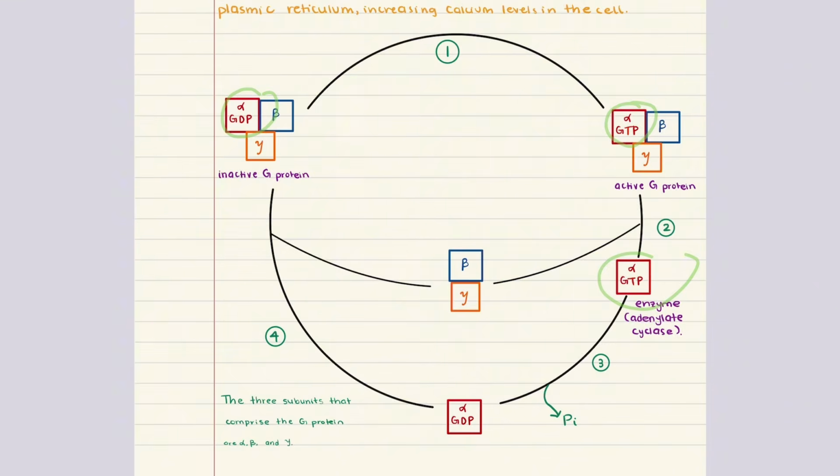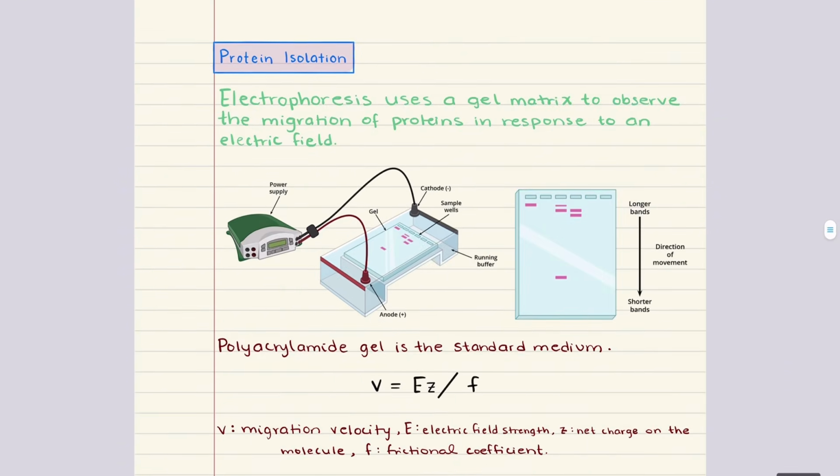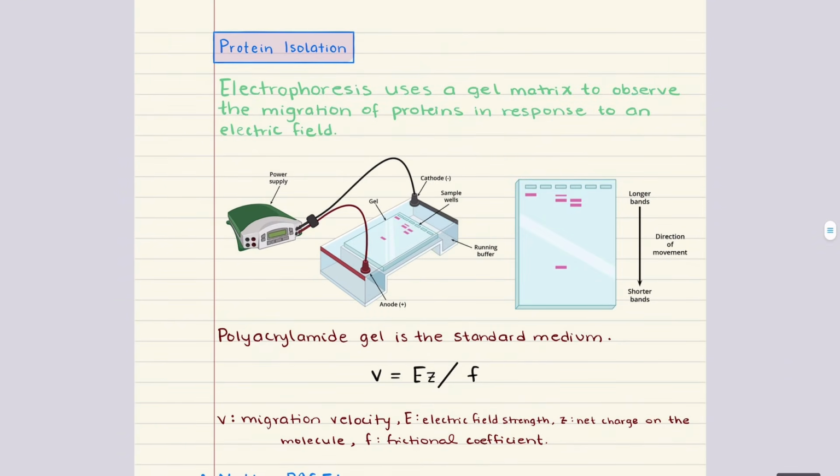With that, we've covered objective 2. And we can move into objective 3, which is about protein isolation. One of the most common ways to isolate proteins in the lab is through a technique called electrophoresis.